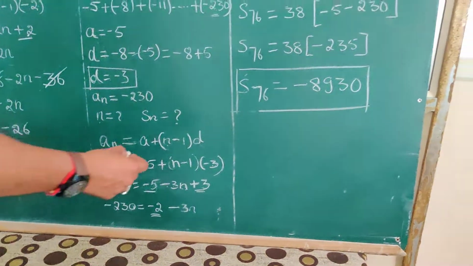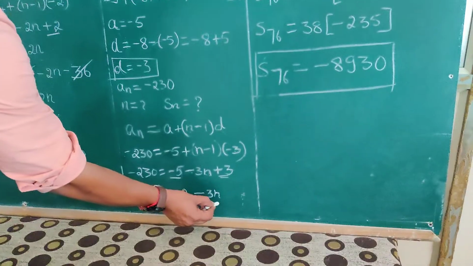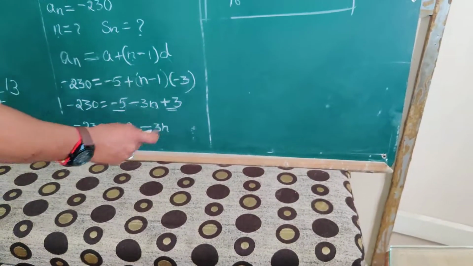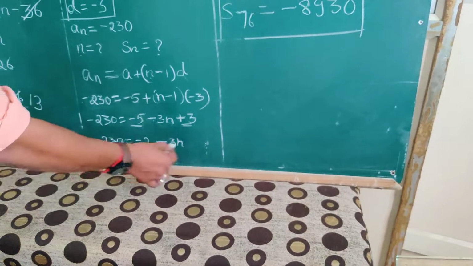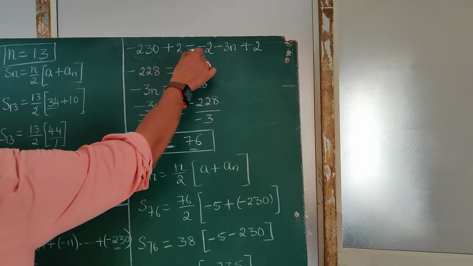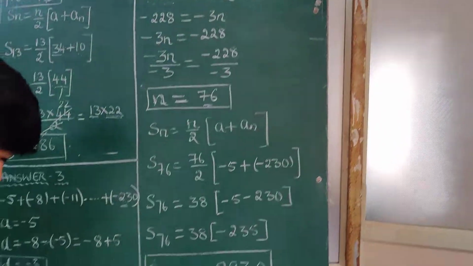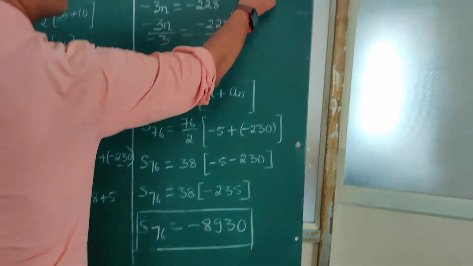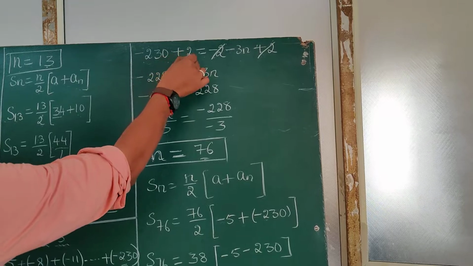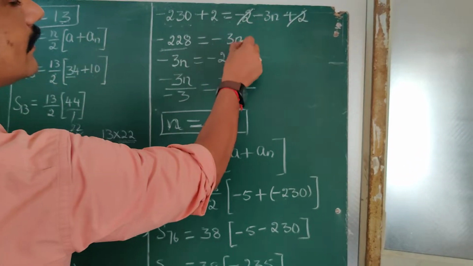Now wherever n is there, on that side we do not require this constant. So to remove this constant, first we add plus 2 on both sides. Thus it becomes minus 230 plus 2 is equal to minus 2 minus 3n, for which we are adding plus 2. Plus 2 minus 2 gets cancelled. Minus 230 plus 2 is minus 228 is equal to minus 3n.